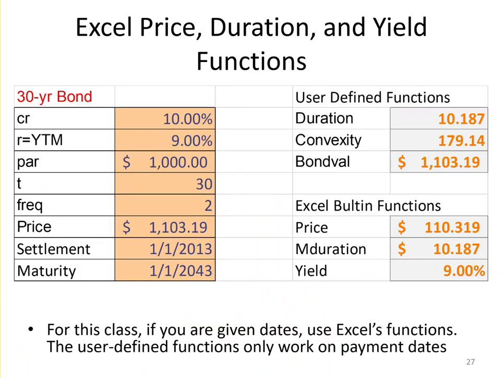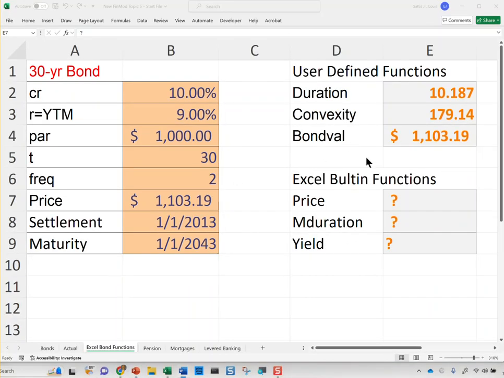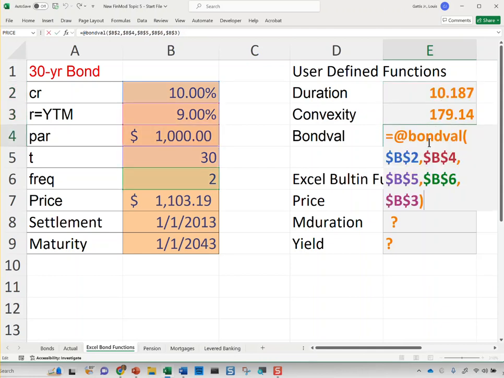We're going to use Excel's price, M duration, and yield functions and compare them to what we got using the user-defined functions. So here's our 30-year bond we worked on in the last section. It's a 30-year, 10% coupon, has a YTM of 9% or discount rate, par of 1,000, maturity 30 years, 2 payments per year. The price was selling for $1103.19, and we went ahead and calculated the duration, convexity, and bond value.